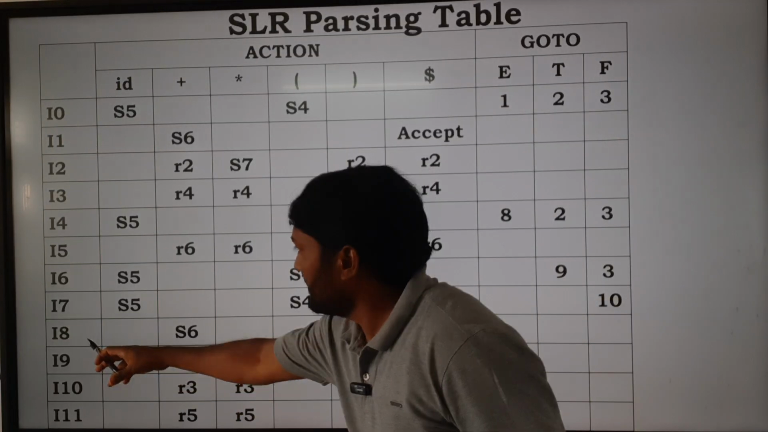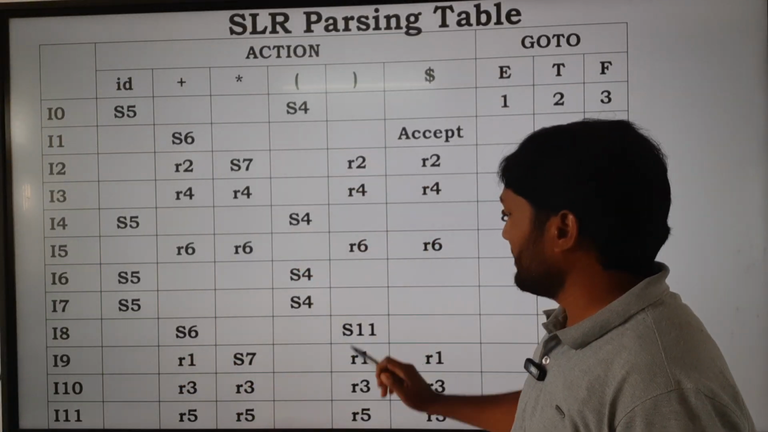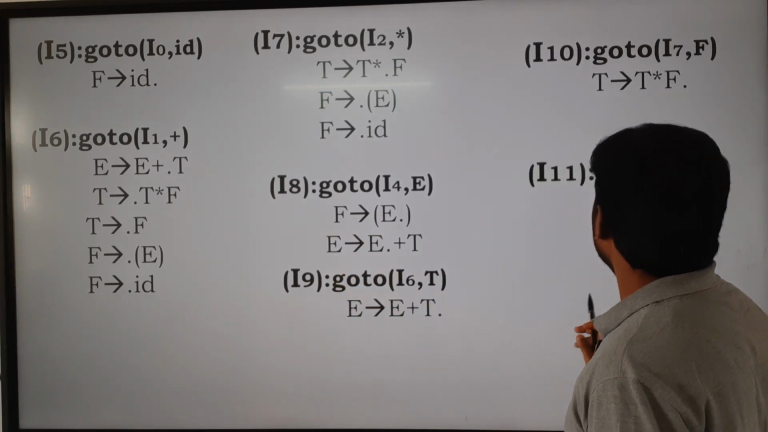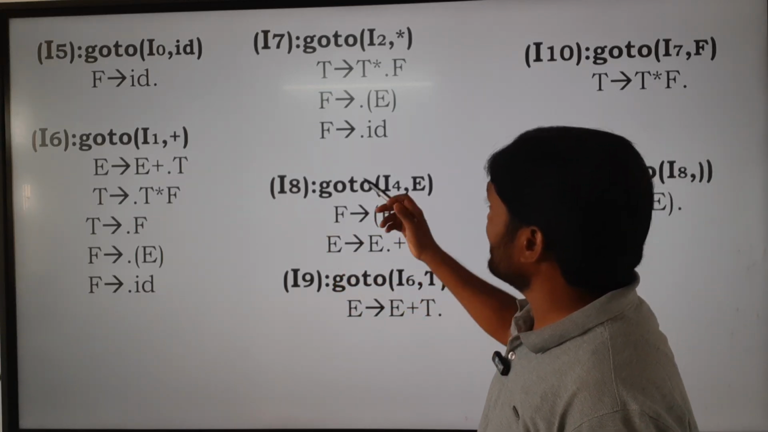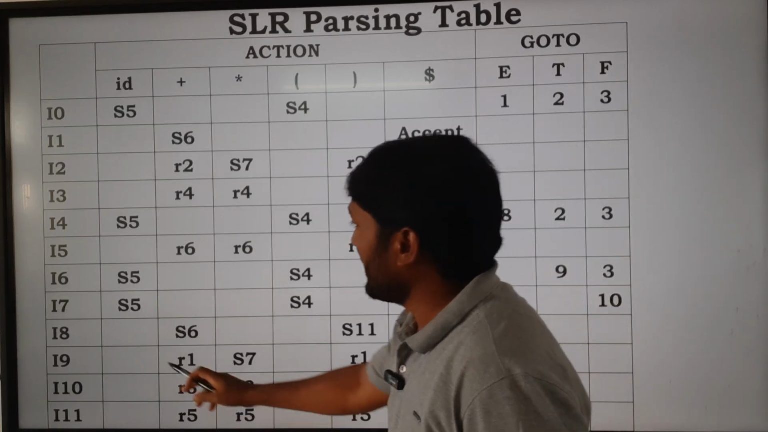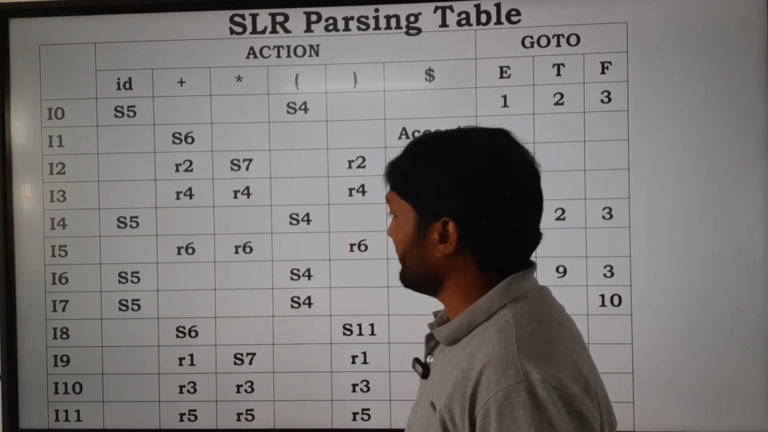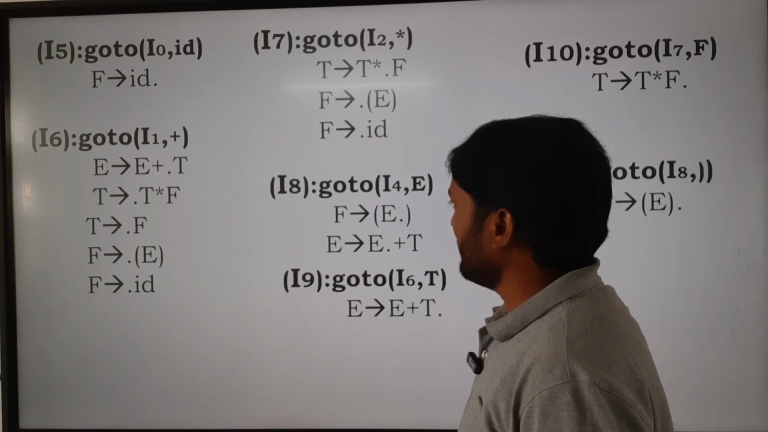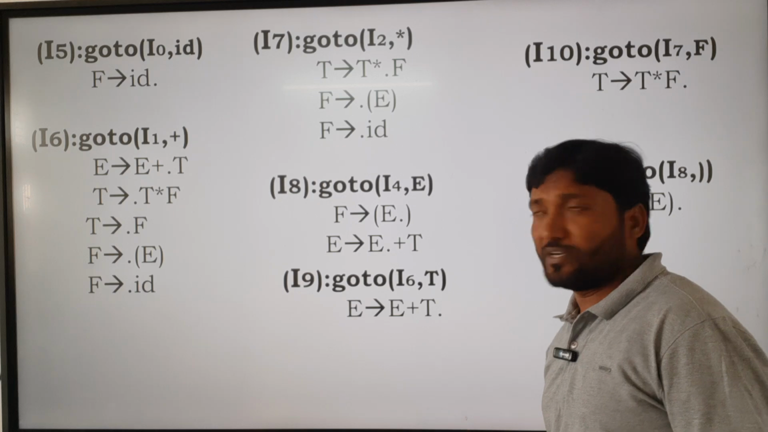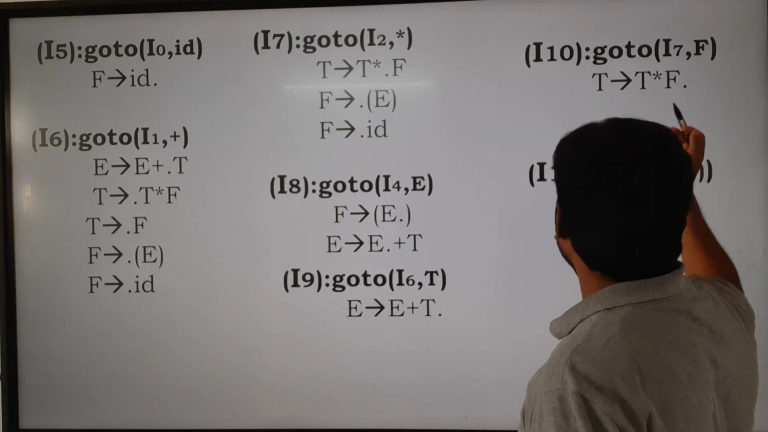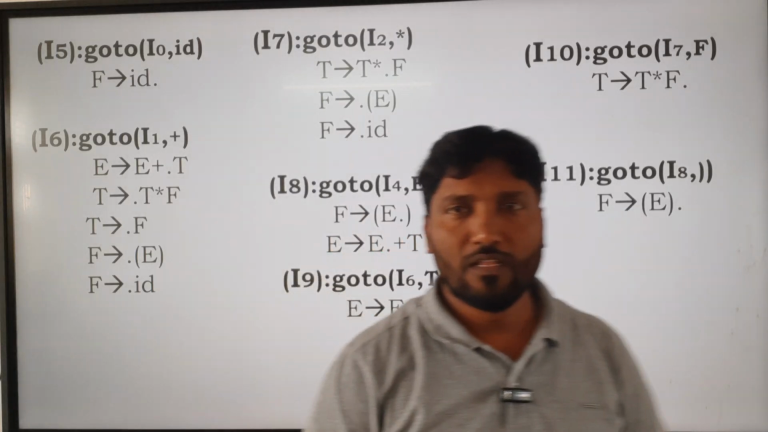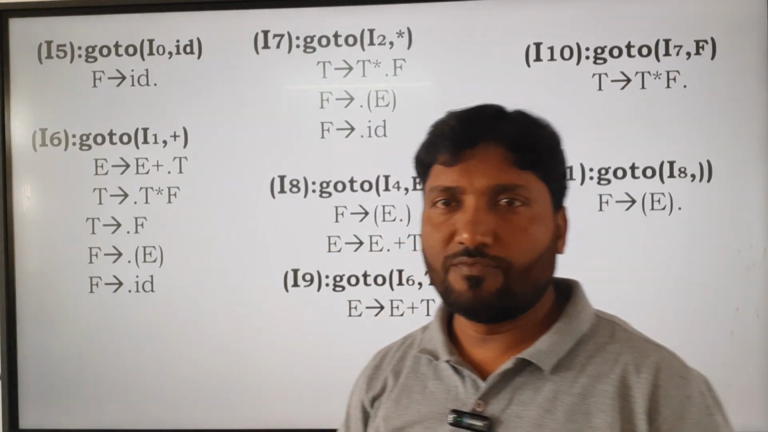And 8 comma plus: where does it end? Plus has already ended in 6. So we fill the table with 8 comma plus as S6. Next, 8 is over, come to I9, no terminal symbols after that. Come to I10, no terminal symbols after that. Come to I11, no terminal symbols after that. So this is how to fill the shift function.